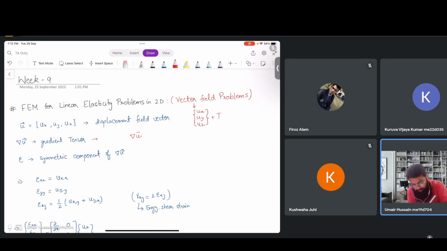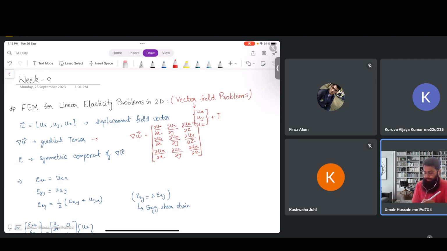So this actually becomes: ∂ux/∂x, ∂ux/∂y, ∂ux/∂z. Now ∂uy/∂x, ∂uy/∂y, ∂uy/∂z. Then the third component, ∂uz/∂x, ∂uz/∂y, ∂uz/∂z. So it basically becomes a matrix. It can be represented in a matrix.